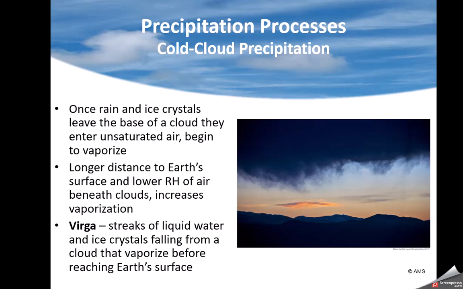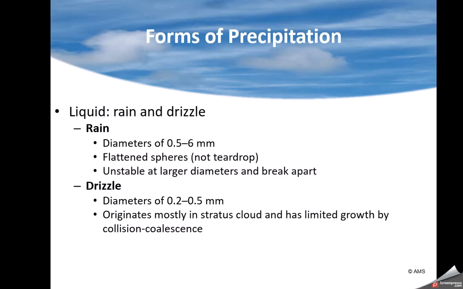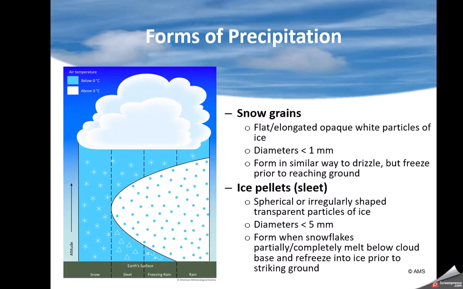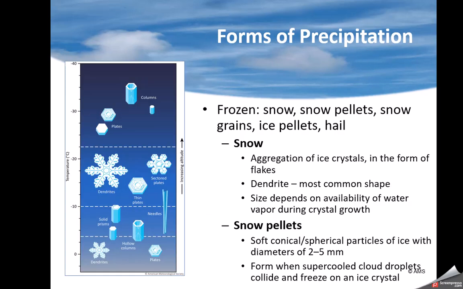Virga is just precipitation that evaporates on the way down to the ground. So here are some of the possible precipitations. Rain, drizzle, little tiny droplets, generally do not amount to anything. Rain is more. And, all right, here is the different forms of snow.